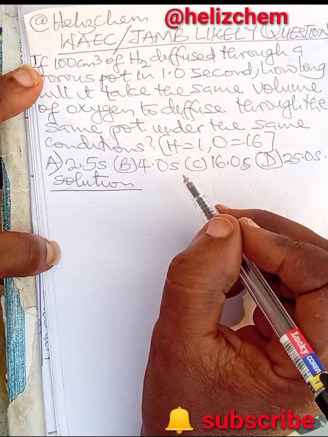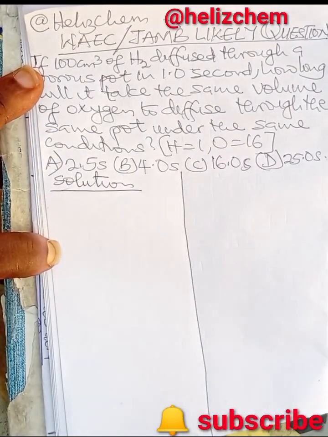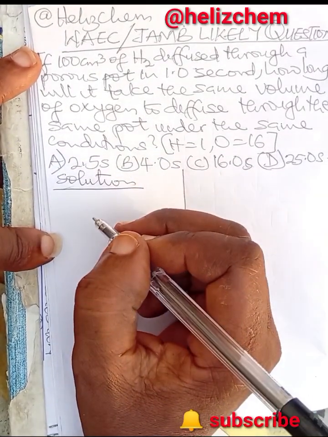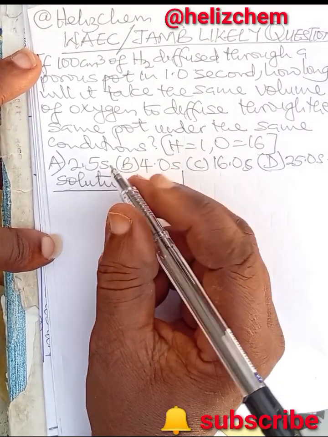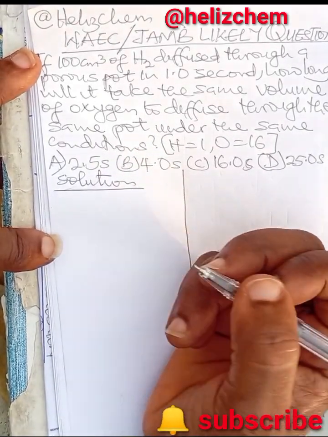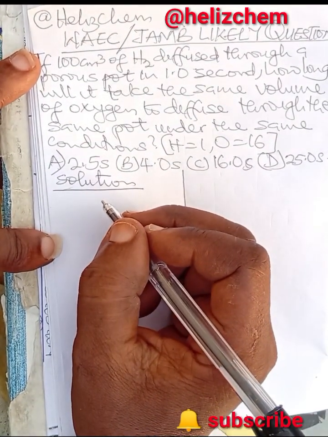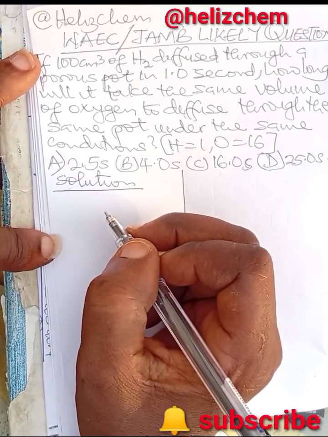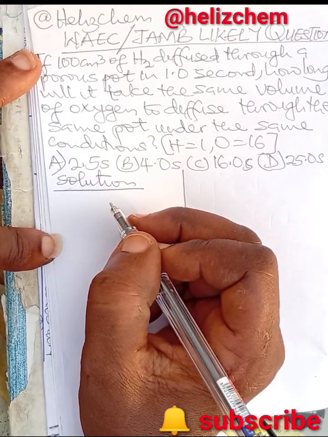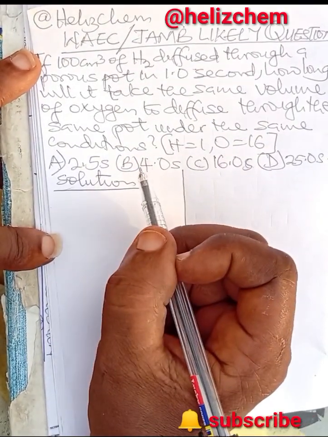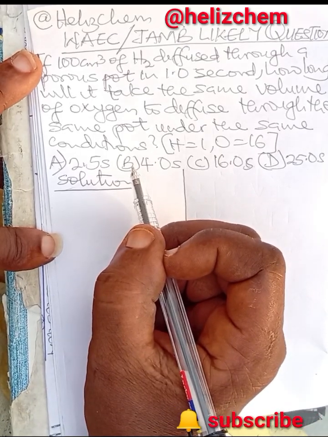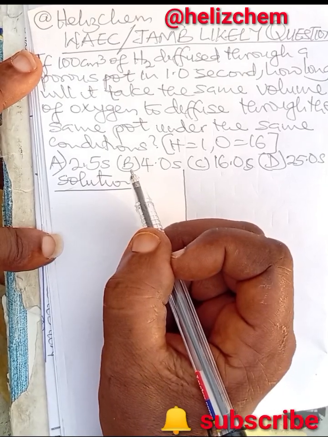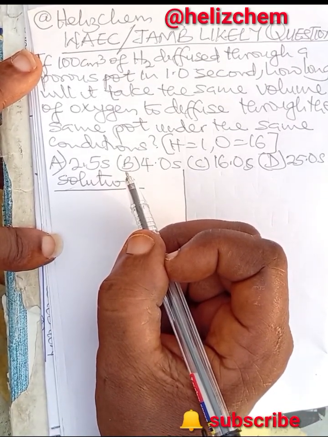If you look at this question very well, you will see that this very question is based on rate of diffusion, which is Graham's law of diffusion. Graham's law of diffusion states that the rate of diffusion of a gas is inversely proportional to the square root of the vapor density of the gas at constant temperature and pressure. That is what Graham's law states.